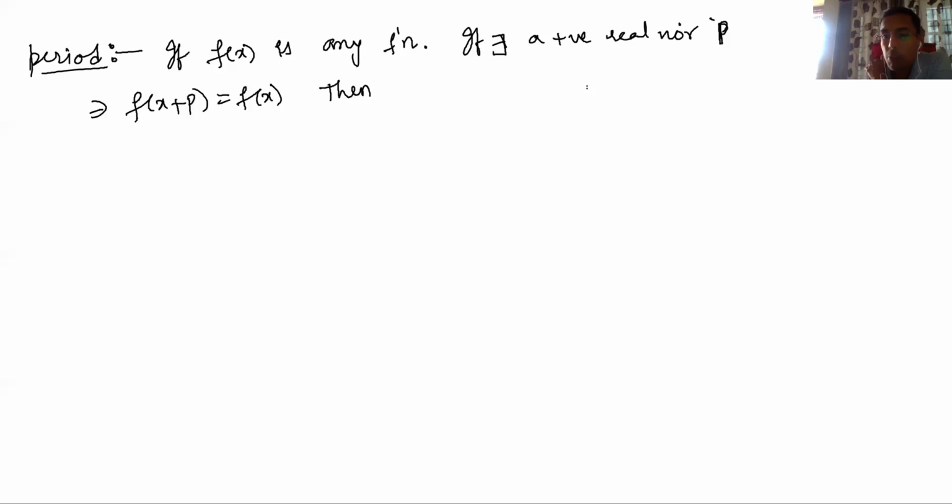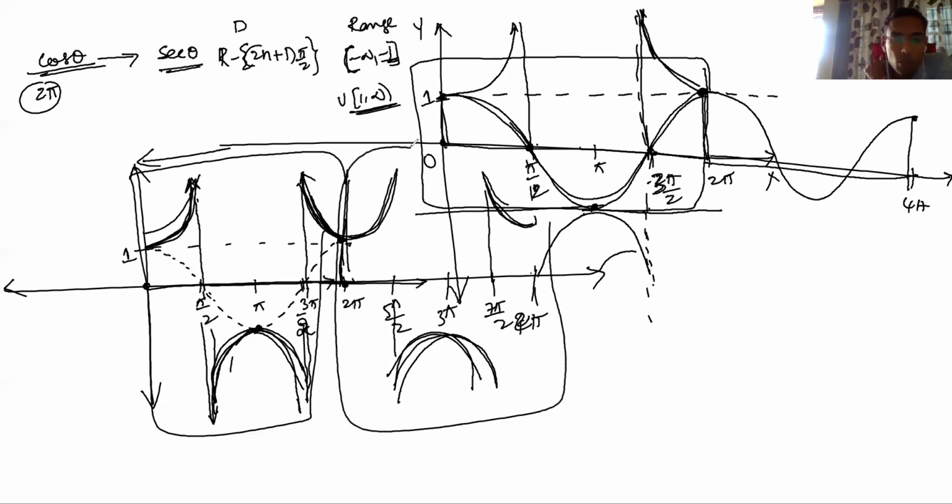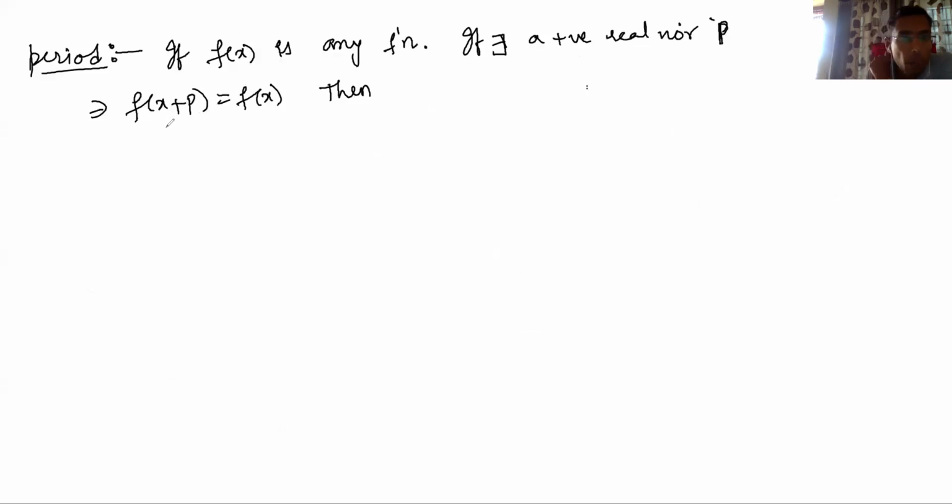Secant theta period is same thing, na? It is repeating. See, 0 to 2 pi, whatever graph you have here, the same thing is repeating. So therefore, the period of secant theta is 2 pi. That's why I am explaining here. So if f of x is any function, if there exists a positive real number p, such that f of x plus p equal to f of x, then p is called period. Understand this properly.